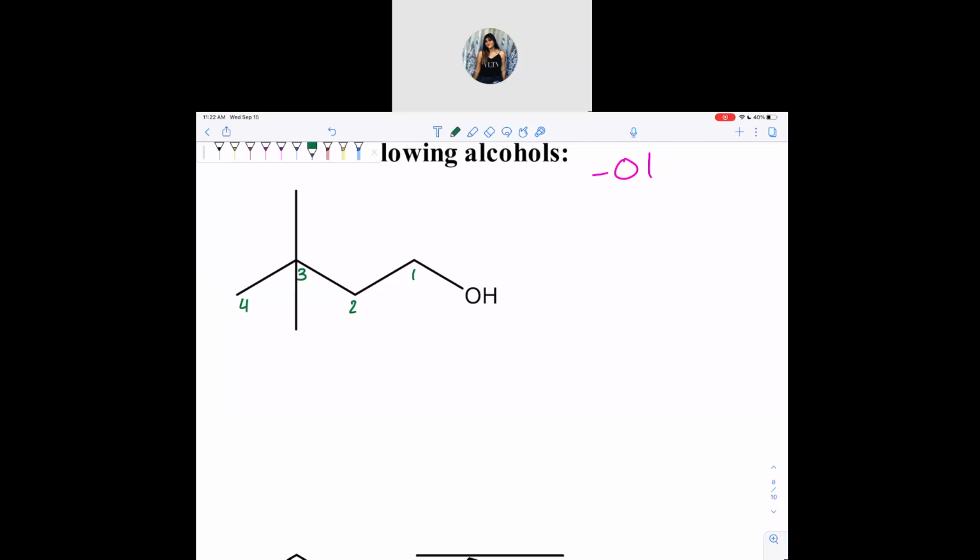Next thing, we see that it is a four-membered chain. So we're going to call that a butane. And if we're calling that the parent chain, we're going to call this and this a substituent. And we're going to call the alcohol a substituent. We know that the alcohol is at 1, and we would call it an -ol. And on 3, we have a dimethyl.